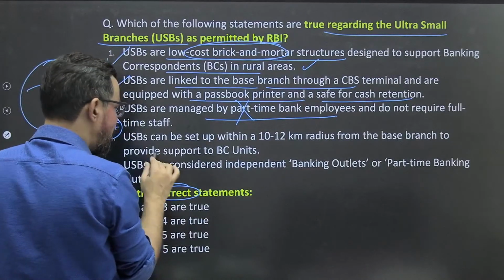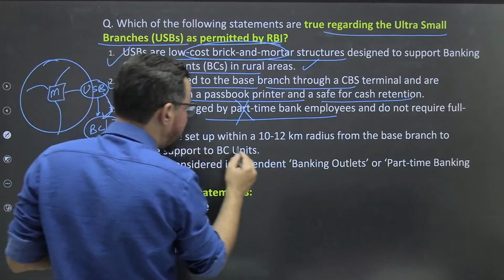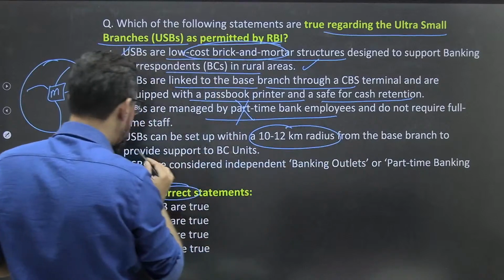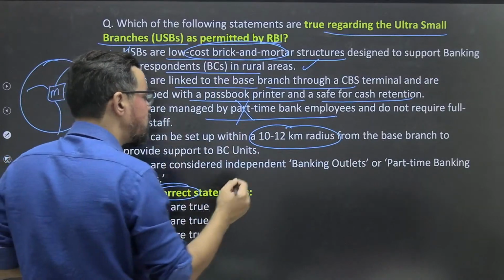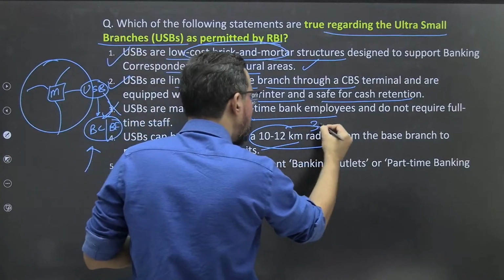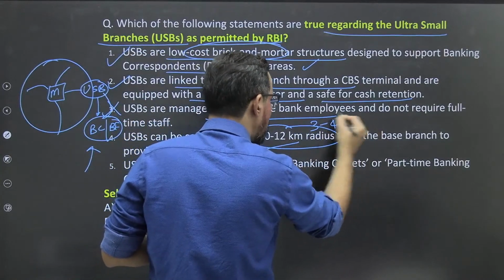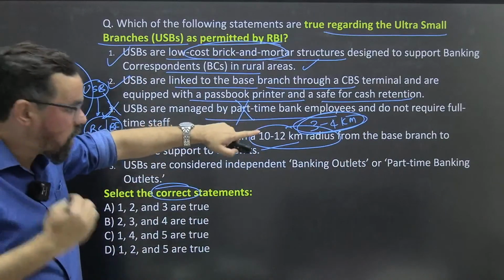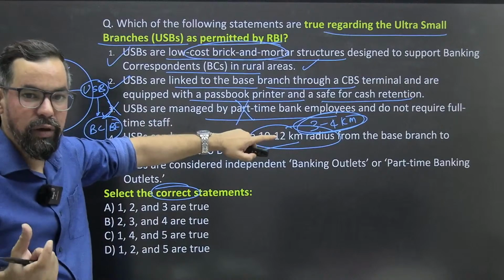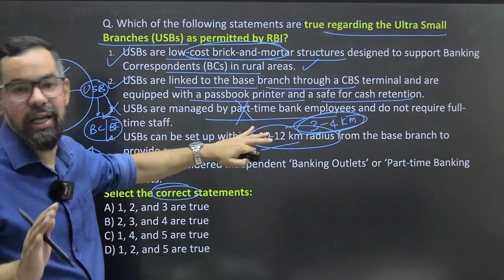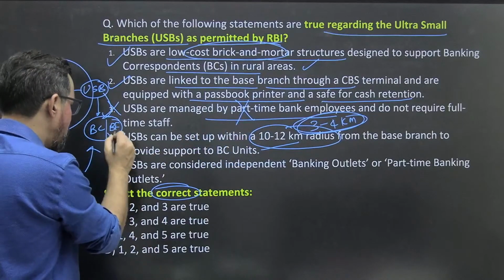USBs or ultra small branches can be set up within a 10 to 12 kilometer radius from the base branch to provide support to business correspondents. It is not that far actually. As per the guidelines, it is 3 to 4 kilometers. And please do remember this particular one. It sounds a bit uncomfortable, another branch within 3-4 kilometers, but it is as per the guidelines. Okay. So this is wrong.